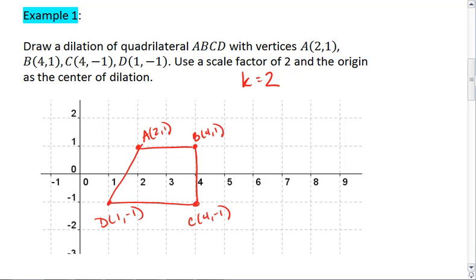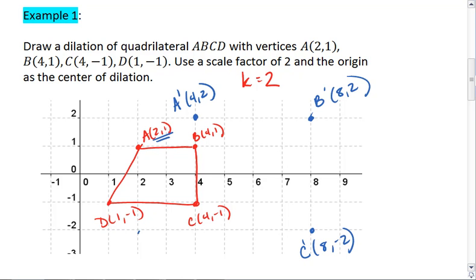This means that for every ordered pair we need to multiply both coordinates by 2. A, which is 2, 1, becomes 4, 2. And we'll label that A prime. A prime is 4, 2. B, which was 4, 1, now becomes 8, 2. B prime is 8, 2. C is now 8, -2. We'll label that C prime. D prime is 2, -2.